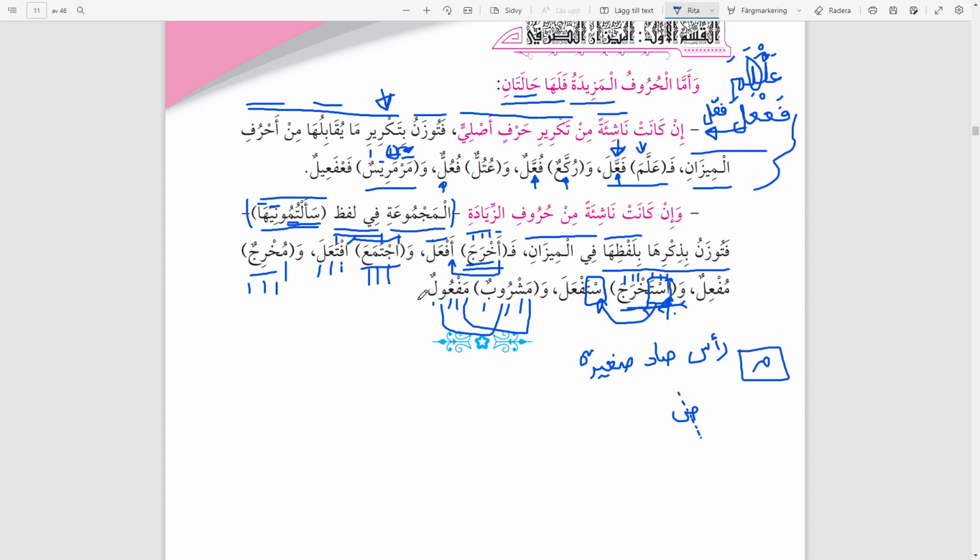مفعول, like that. وسبحانك اللهم وبحمدك أشهد أن لا إله إلا أنت أستغفرك.